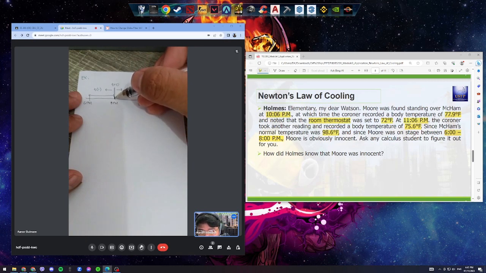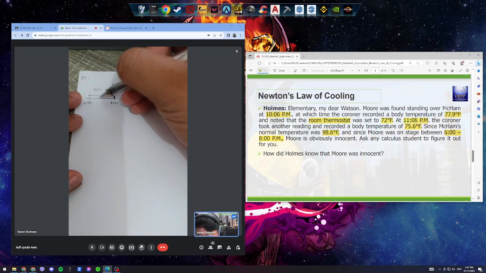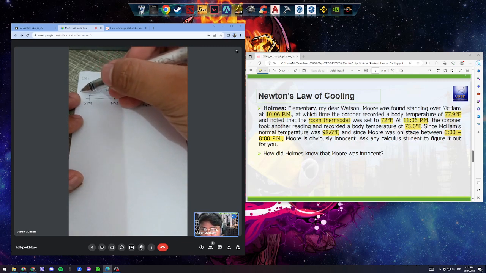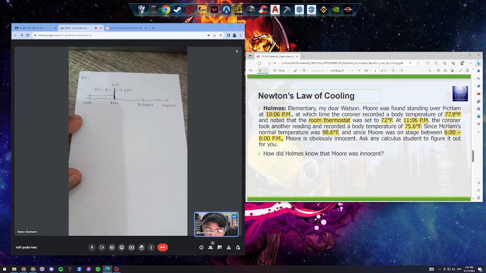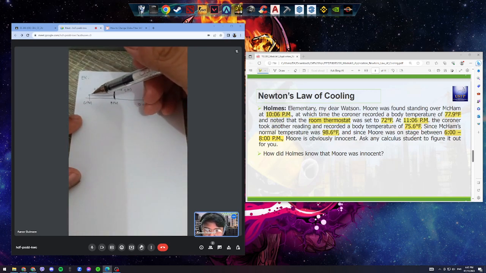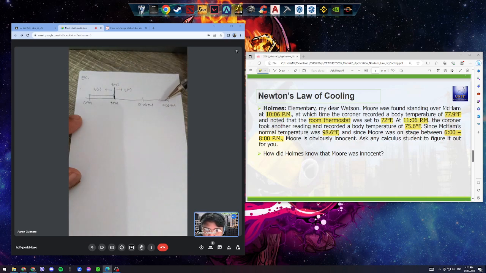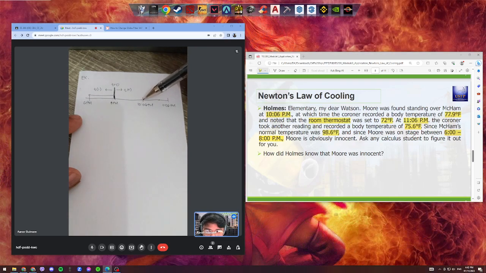Sir, why 8 PM? Because that is the end of Moore's stage performance. We cannot put t at 0 directly, because what if the time is still negative? Where was Moore at 5 PM or before 6 PM? It wasn't stated, unlike 6 PM to 8, which we know. And from 8 PM he was seen at 10:06 standing by Mackham's body. So we let this be 0. If the time we get upon solving is positive, then his stage performance was finished and he probably killed him. But if our time is negative, then it is not him.